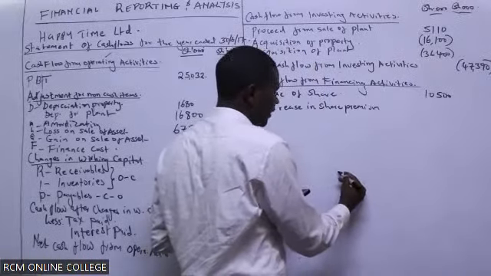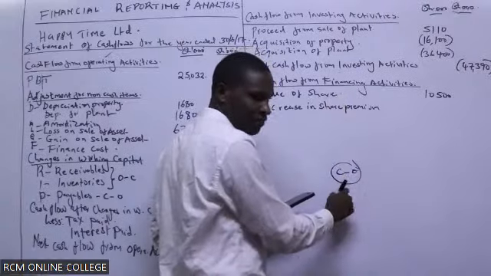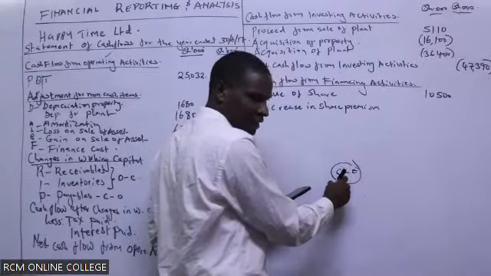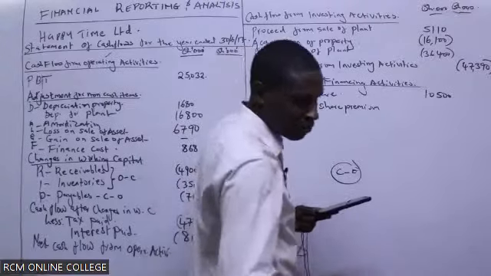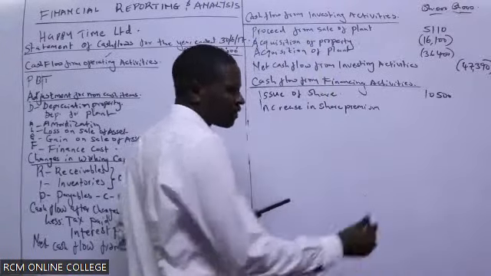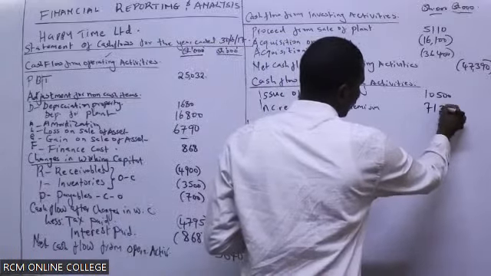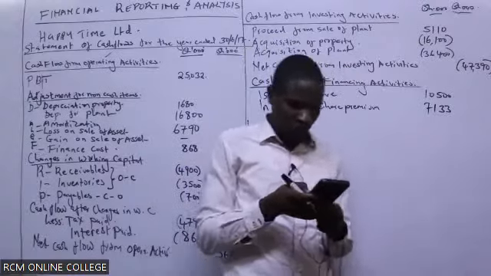You take the C-O hapa kwa equity. C-O itafanya. C-O inaweza fanya. But you need to be very keen. So 71, still it's an inflow. 71.33. Then we check what else do we have now here?